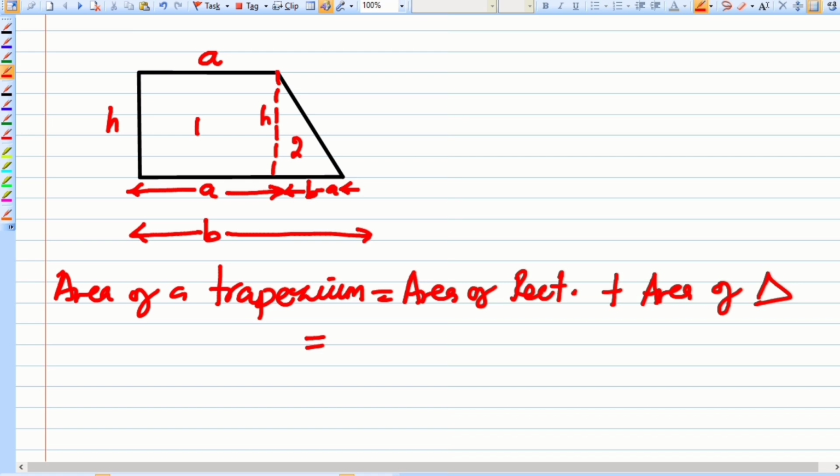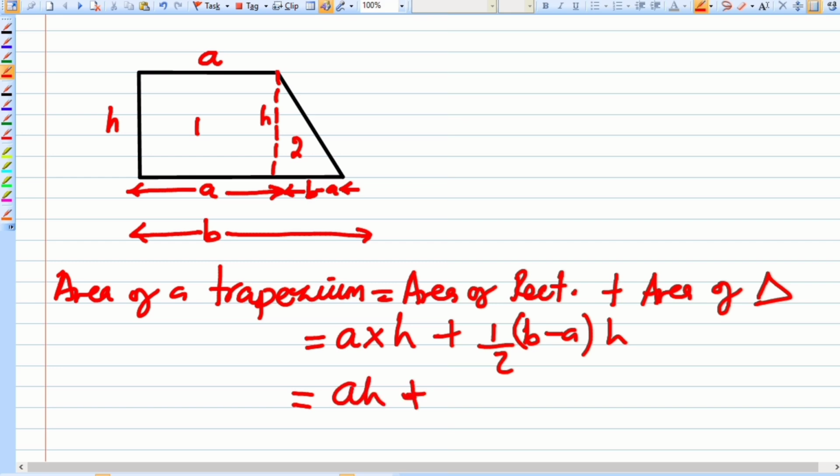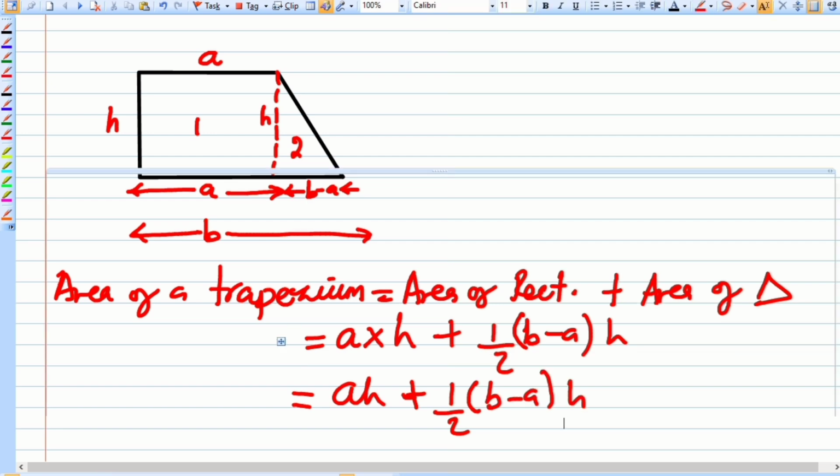Area of rectangle is what? Length times breadth. So our length now is A, so I have A times our breadth, which is the height h, right? A times height. Then we add it to the area of triangle, which is half base times height. What's the base of this triangle? Remember, B minus A, right? That's the base. So half, B minus A, let's put that in the bracket, times the height, which is also H. So A times H is simply AH, plus half B minus A times H. So we are going to factorize to get our final formula.